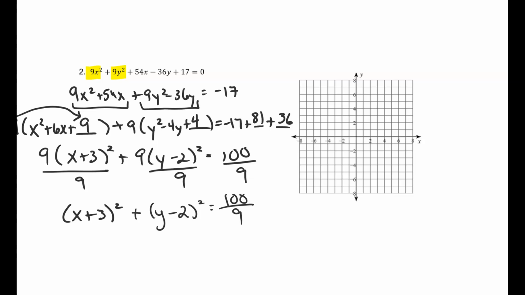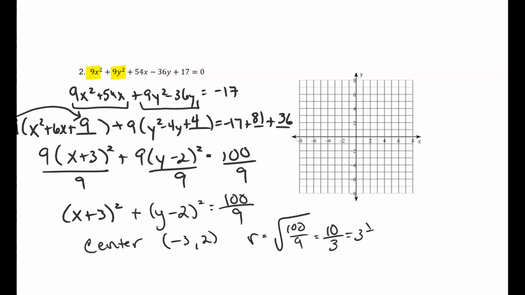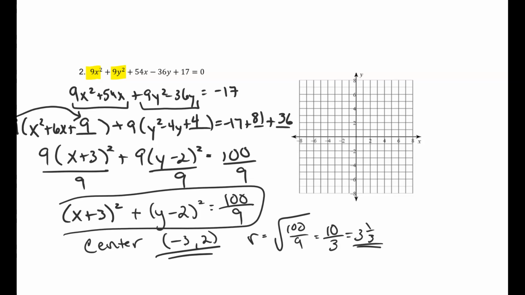So then we're going to sit here and we've got to pull out the center and the radius. So our center is going to be negative 3, positive 2, and our radius is the square root of 100 over 9, which is going to be 10 over 3. And so that's 3 1/3. So those are the two pieces of information you have, plus you have to have your standard form. So let's graph this rather quickly. So we're over here at negative 3, positive 2, which is right here.